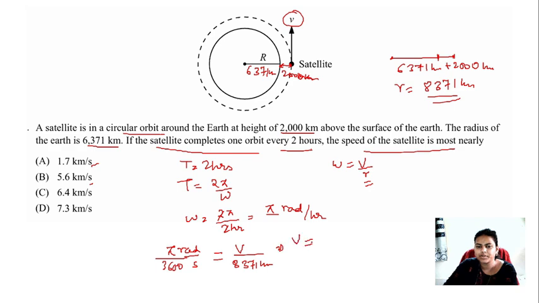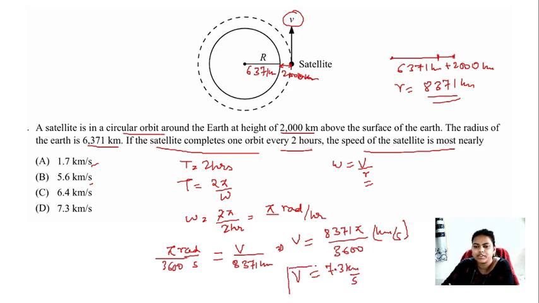So velocity would be equal to 8371 into pi divided by 3600 kilometers per second. This would be the unit. It comes to 7.3 kilometers per second. So this is the velocity. D is the correct option.